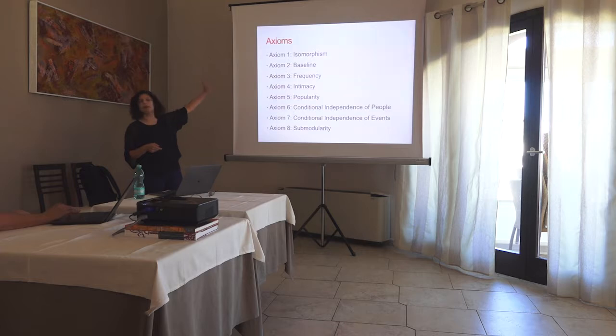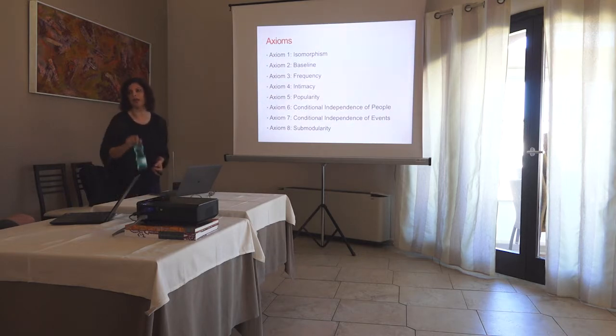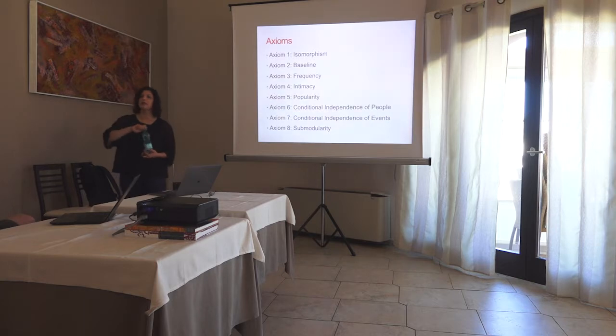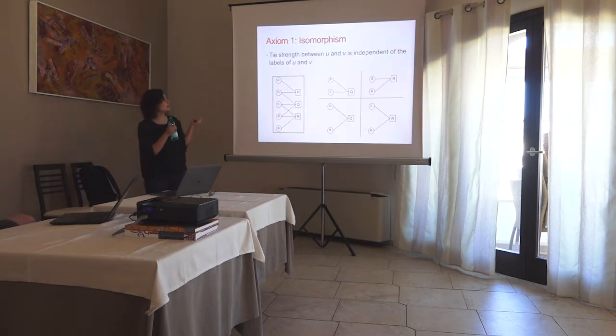Okay, so we sat down and we came up with 8 axioms. Now you may say, why 8? Why not 9? Why not 7? We needed these 8 to be able to prove the characterization theorem. If you can't prove a characterization theorem with an axiomatic approach, then you are not getting the carrot at the end of the stick. And I like to get the carrot at the end of the stick. So let's go through these quickly.